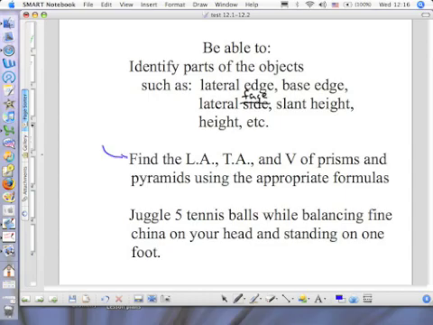You need to be able to find the lateral area, the total area, and the volume of prisms and pyramids using the appropriate formulas.